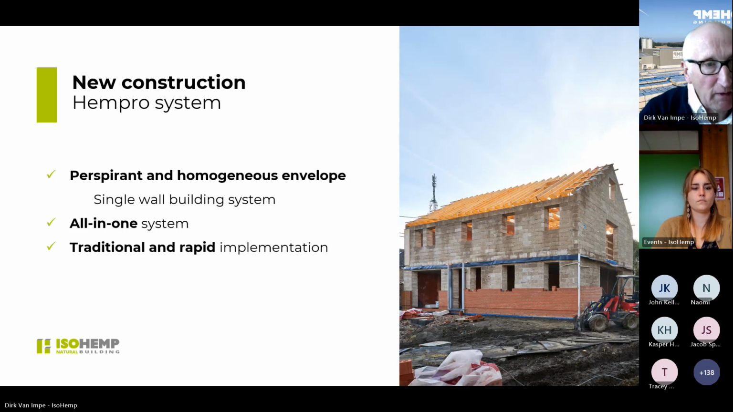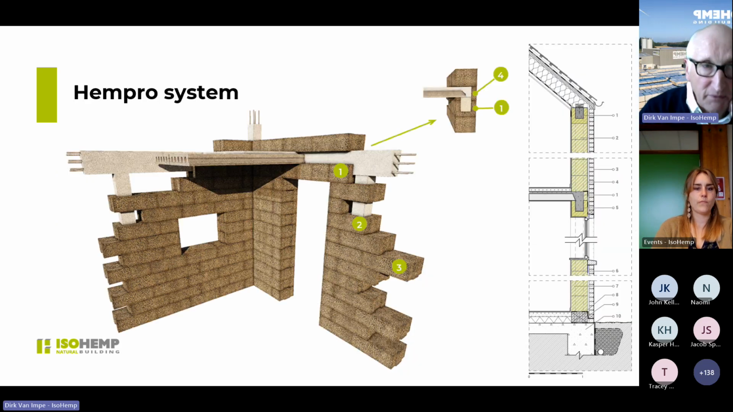New constructions, it's a transparent and homogeneous envelope for single wall constructions, and it's only one system. As I explained, it solves sound, thermal regulation, moisture regulation, and it's very rapid. The hemp block is self-supporting but not load-bearing. So this means that you can build self-supporting in between two beams, but you need a post and beam system to support flooring and roofs, because it's not load bearing.